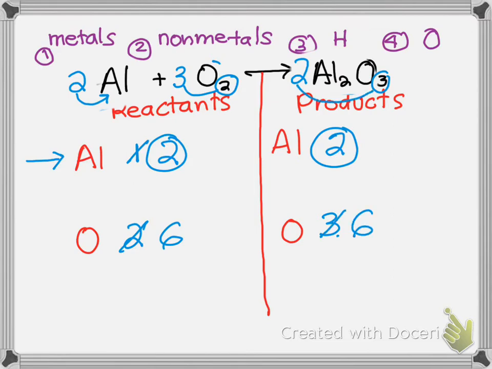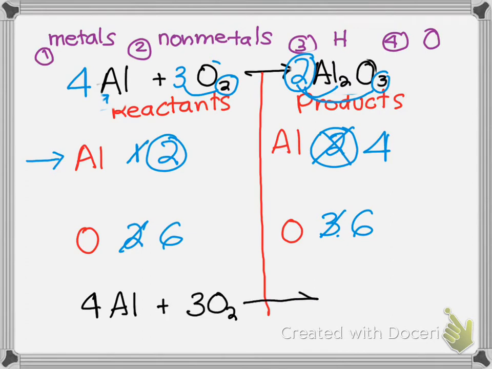Now you may notice here that by putting the 2 in front of the aluminum oxide, I changed my aluminum. So I have to go back and fix it. 2 times 2 is 4. And then that means I will erase this 2 because it doesn't work anymore and put a 4. So now looking at this equation, I have 4Al plus 3O2 makes 2Al2O3. And that equation is balanced.